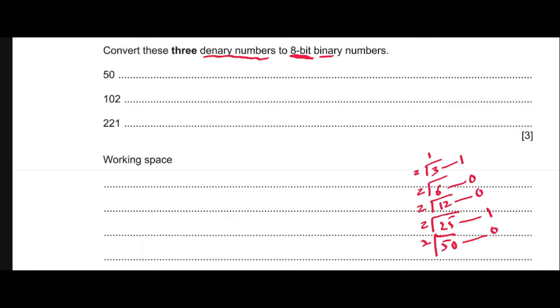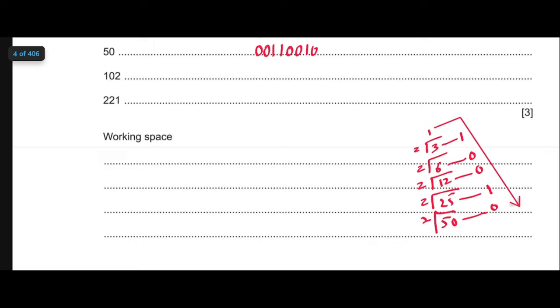So how do we write the bits? We write from bottom to top. So what is the answer? The answer is 110010. Read the question one more time. We need to give the answer in 8 bits. Here we have 1, 2, 3, 4, 5, 6 bits, so we need to add 2 zeros to make this number 8-bit. So that's our answer. Next question is 102.